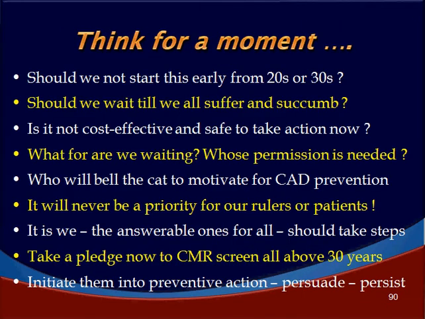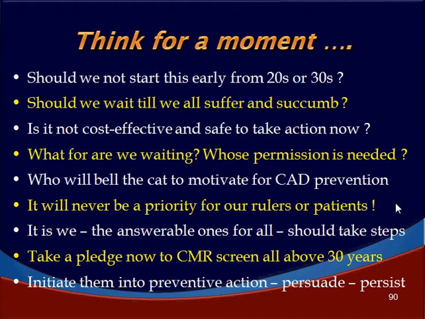So my dear doctor friends, think for a moment. All of you, please apply your mind. Should we not start this campaign from our 20s and 30s? Should we wait till we all suffer and succumb? Is it not cost effective and safe to take action now and prevent the disease rather than go to a coronary care unit or acute coronary syndrome with PCI, CABG? What are we waiting for? Whose permission is required to start this process? Who will bell the cat to motivate for CAD prevention?